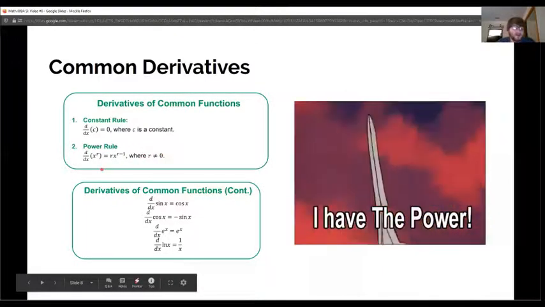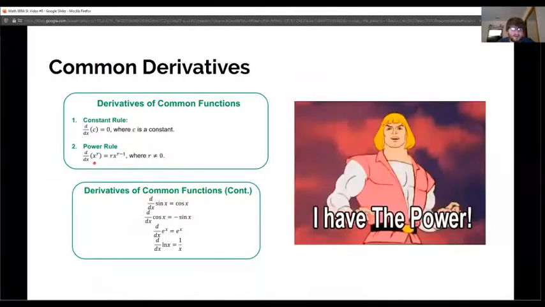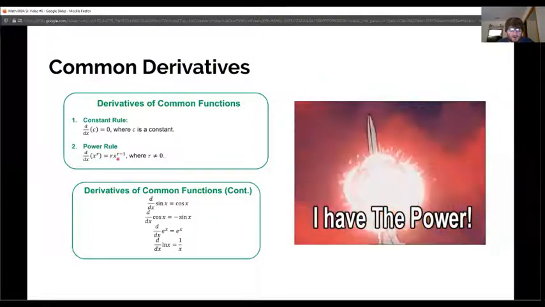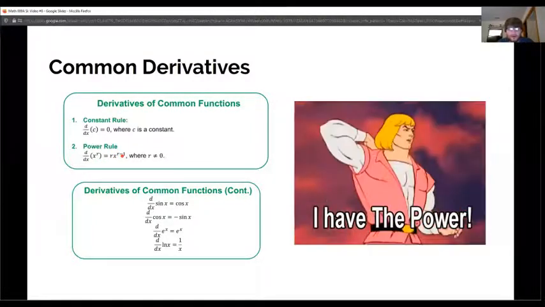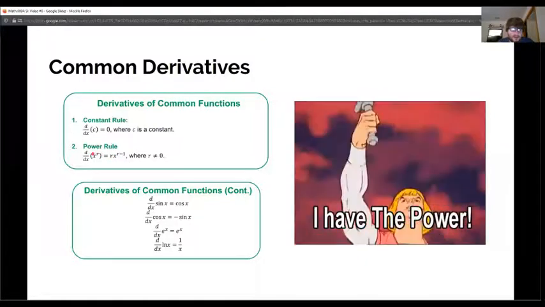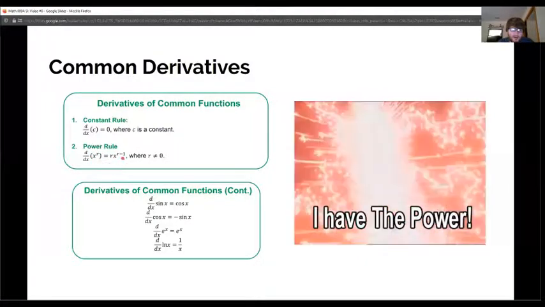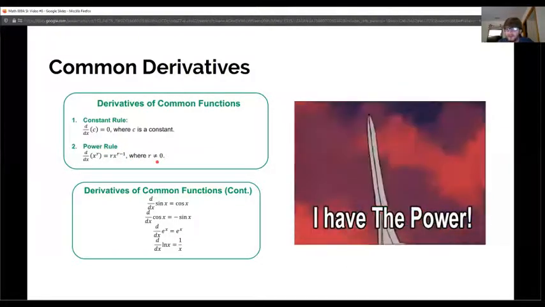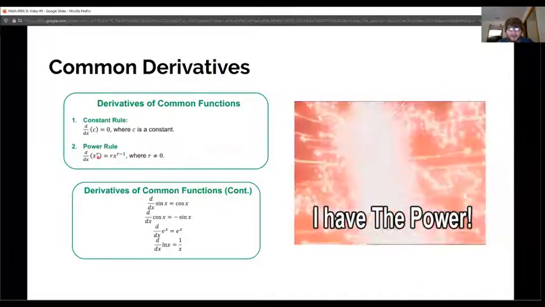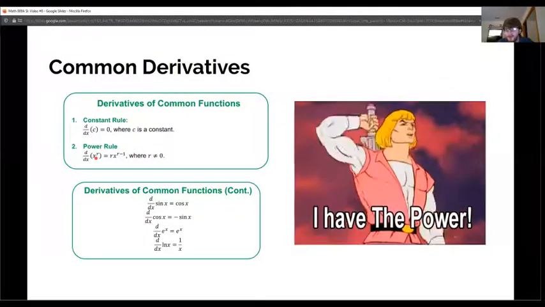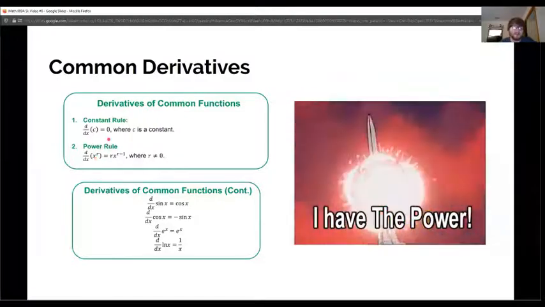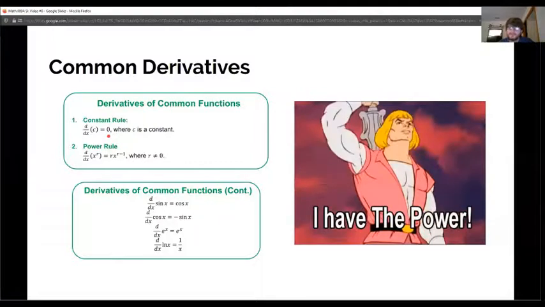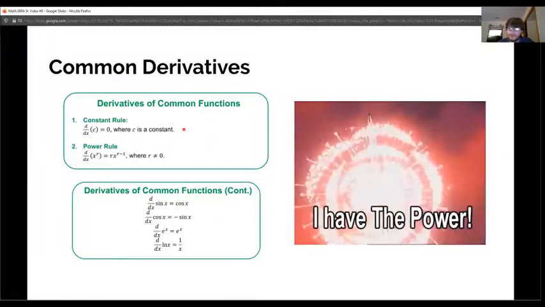So if we have some x to the r, then the derivative of that is just equal to r times x to the r minus 1 power. So basically, we're just taking the r and we're multiplying it to the outside, and then the power just becomes 1 less than it was before. And this works for anything where r is not equal to 0. Since if r was 0, then x to the 0, we just have 1. And 1 is a constant, so looking at the constant rule, the derivative of any constant number is always 0, which is also pretty helpful to remember.